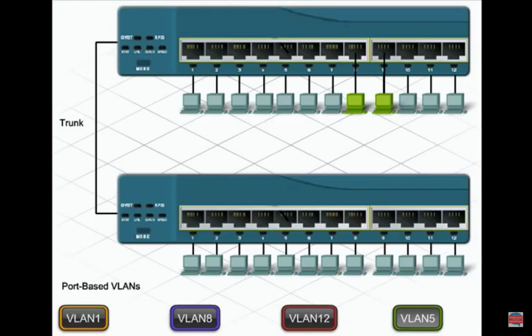If someone in an organization moves from an office on one floor to a different floor, a simple port configuration enables that person to continue to participate in the appropriate VLAN.